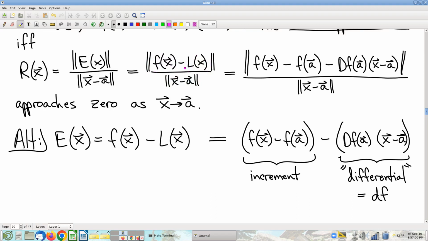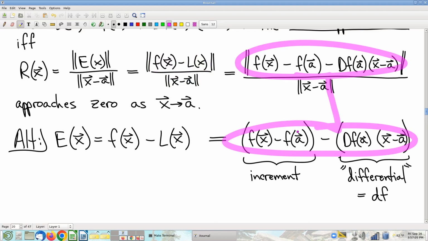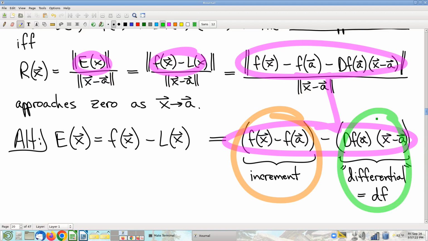And I just want to point out that if you take that and kind of move terms around, move parentheses around just a little bit, nothing really happened there. I'm just moving parentheses around. You get this alternative formulation of error as the actual change in the function minus the estimated change of the function. Right? This is a nice way to think about it.